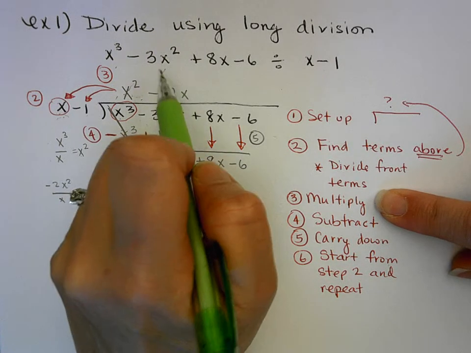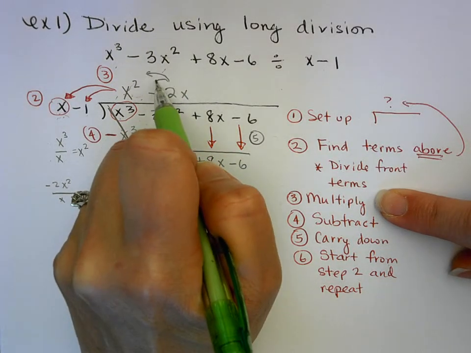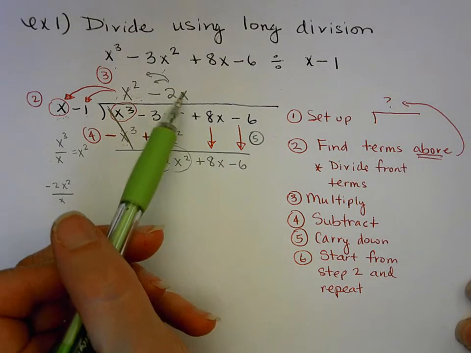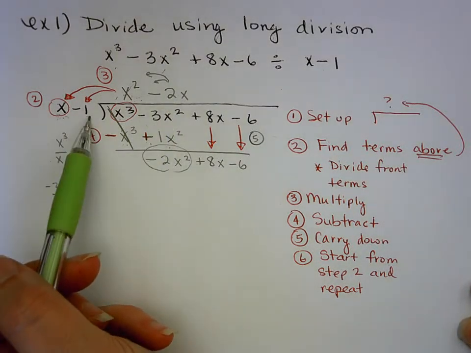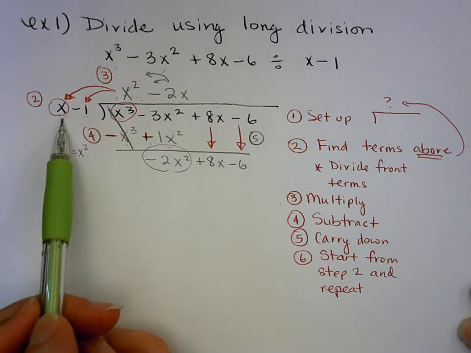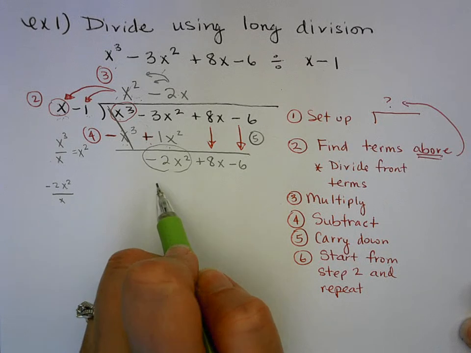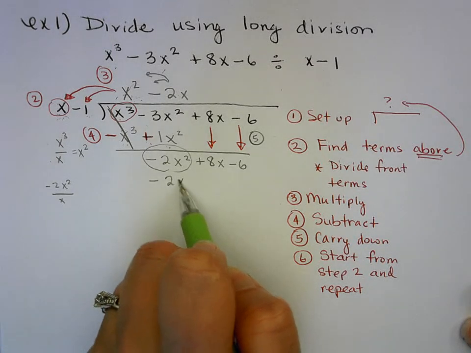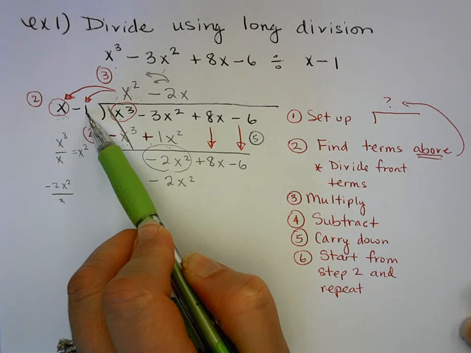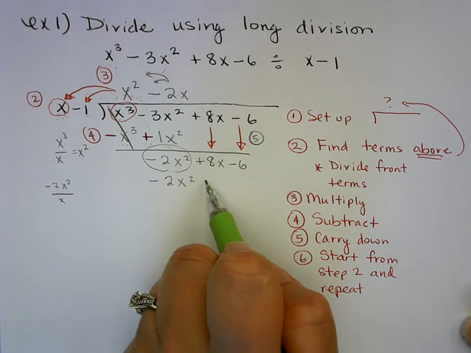So I'm just going to draw arrows that are kind of radiating from it, just to remind me that I have to distribute it. So negative 2x needs to multiply both the x and the minus 1. Okay. So then, Aquia, what's negative 2x times x? Negative 2x. Okay, good. And then negative 2x times negative 1? 2x. Okay, good job.